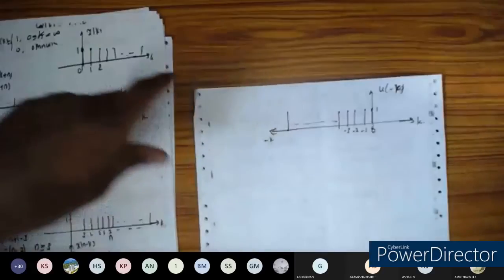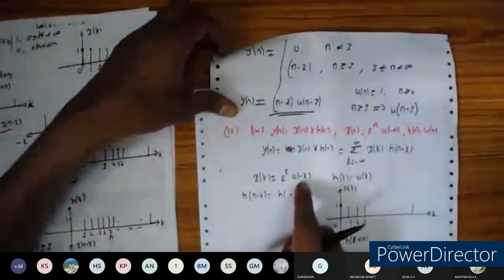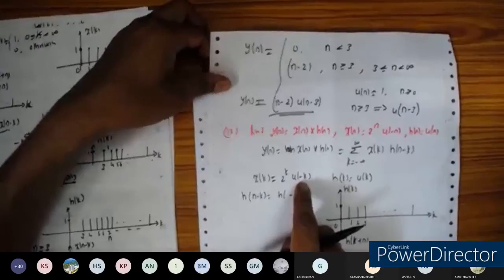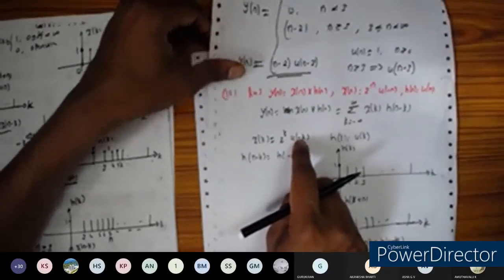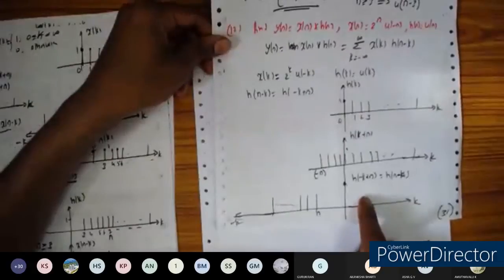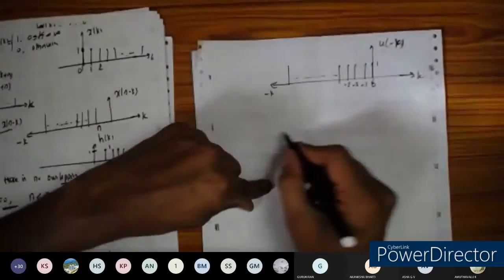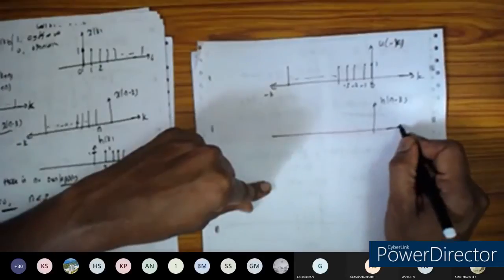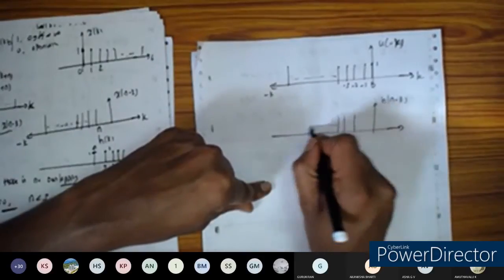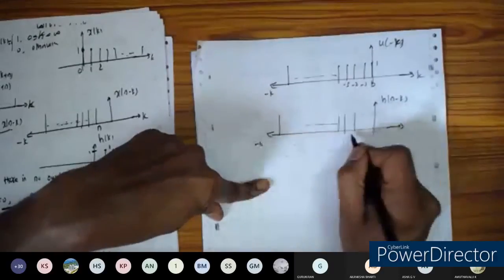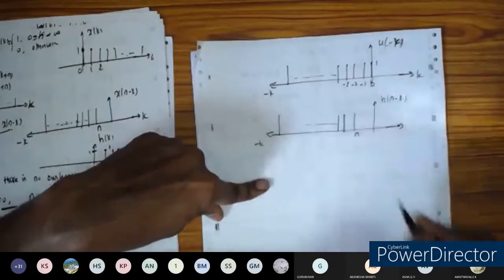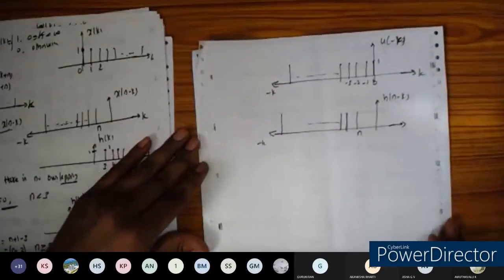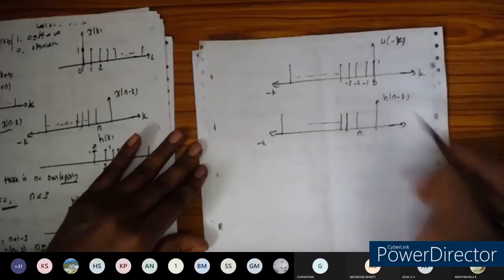Then this is u of minus k. I have taken part of this waveform, part of u of minus k, here. Next, we have the waveform h of n minus k, and I'm going to plot it here. So this is h of n minus k. It is going to start from n up to minus infinity. This is n, somewhere like this. So this is u of minus k, and this is h of n minus k.